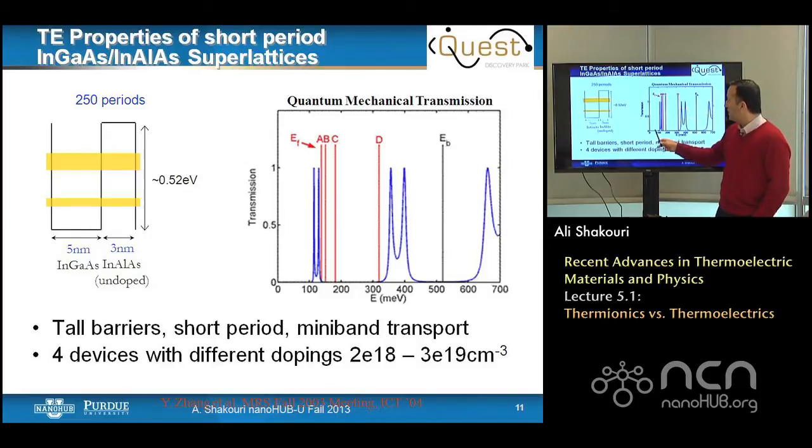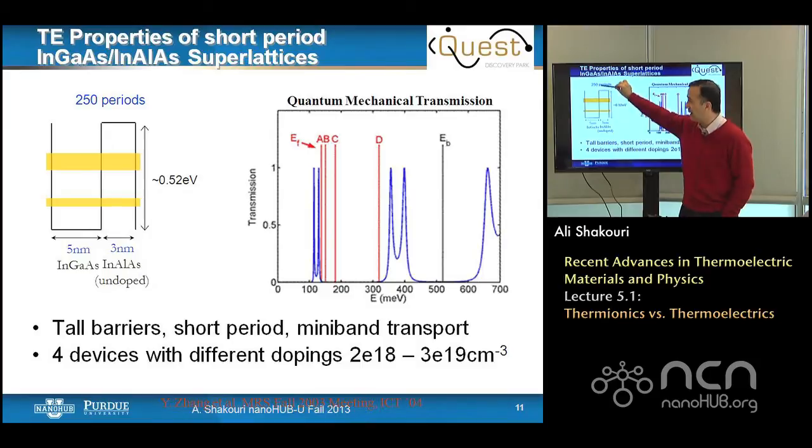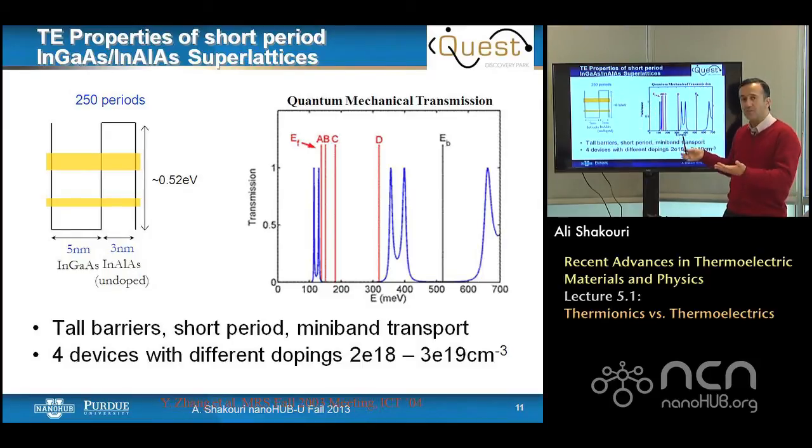Here is quantum mechanical transmission versus electron energy for such a superlattice. In this case, we assume electrons are coherent over 2 periods. So you see a mini-band, the blue one, at about 120 meV, and another mini-band at 300 to 400 meV, which is almost above the barrier, about 600.